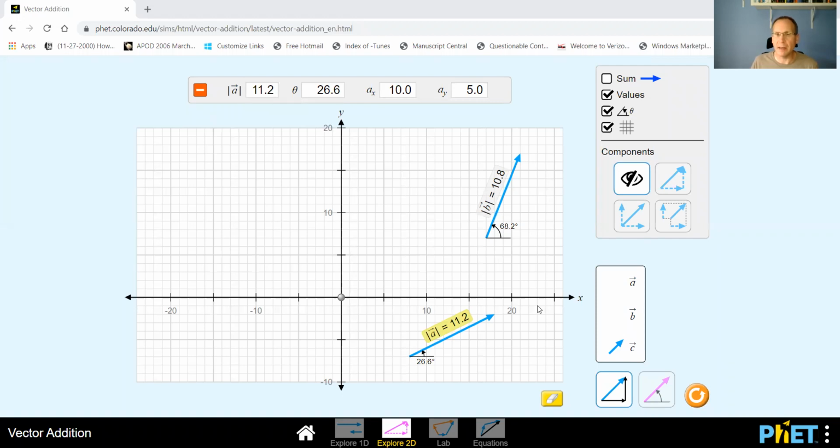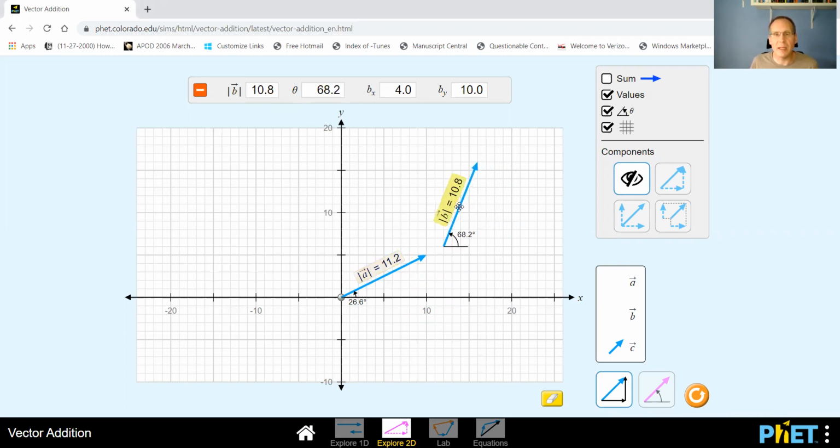And I want to add A and B together to get a resultant vector. So again, you could start with either, but let's start with A. And I'm going to slide it so that the tail of A is at the origin of the coordinate system. Then I go to vector B and I slide B so that the tail of B is at the tip of A. And then finally, if I draw a vector from the origin to the tip of B, that's going to be my resultant vector. And actually in the simulation, if I click on sum, it'll do that for me. I'll just slide it down.